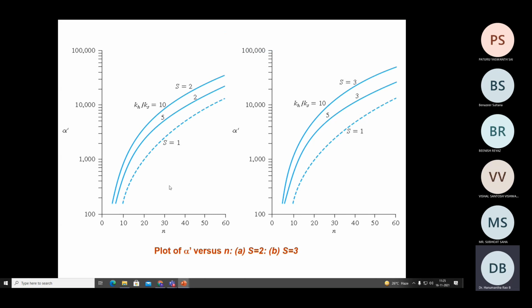Or in some cases, you will be provided with this kind of a graph. So here you can see this graph is a function of several parameters, that is n, which is the ratio of dE by dW, then S that accounts for the smear effect, KH by KS, that is permeability in the horizontal direction to the permeability in the vertical direction, and alpha dash. In the exam these graphs will be provided, you don't need to bother.